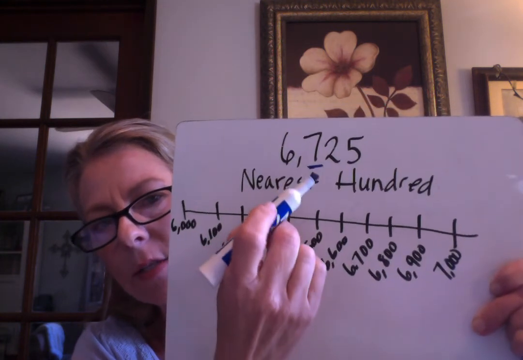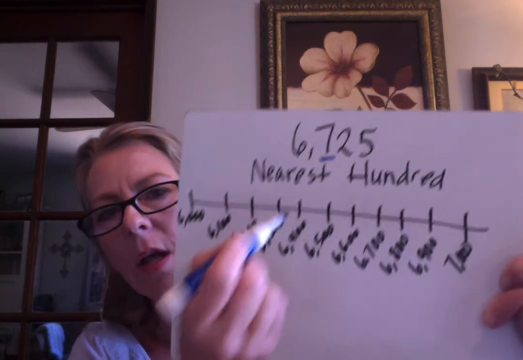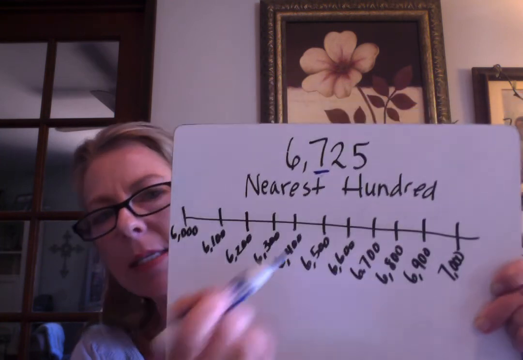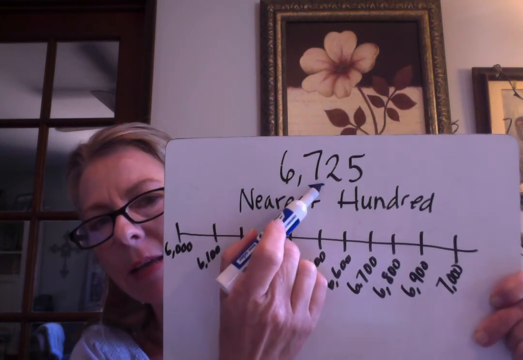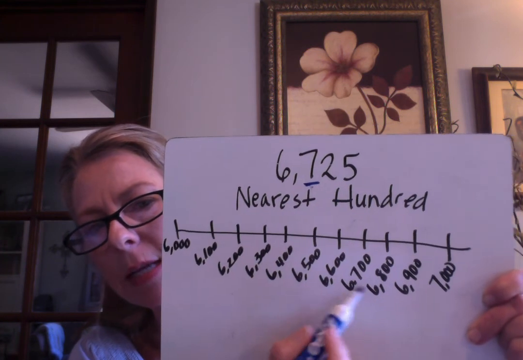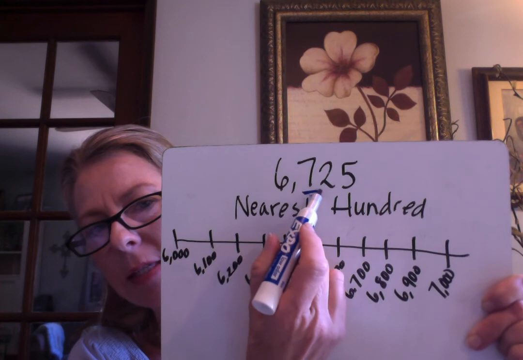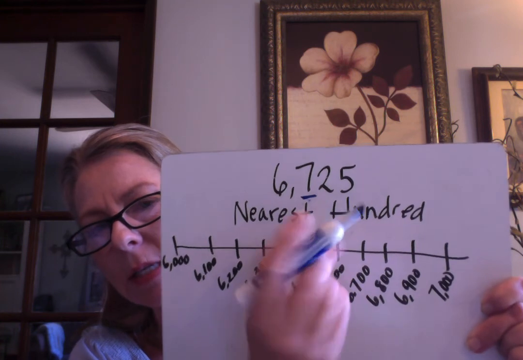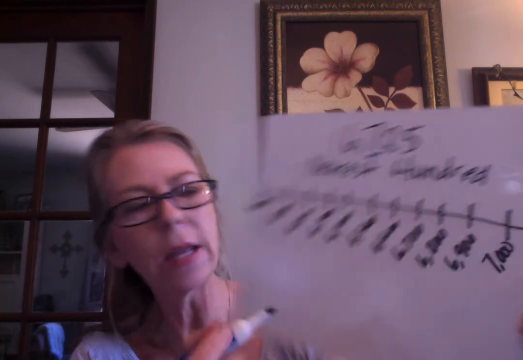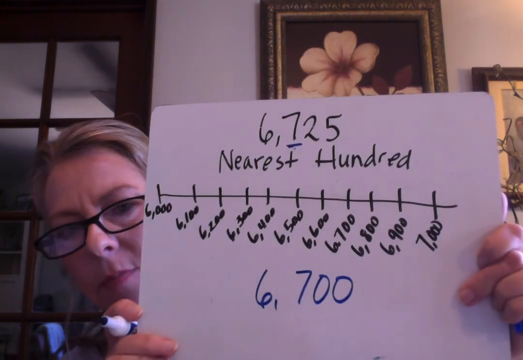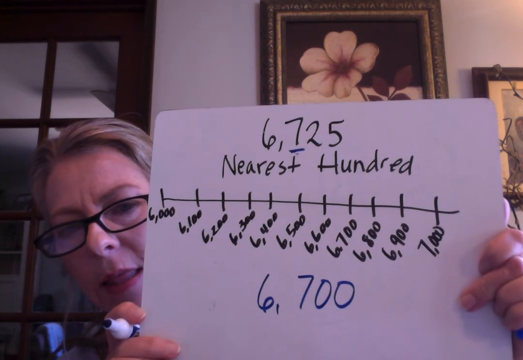So when we're asked to find the nearest 1,000, or I'm sorry, to the nearest 100, we want to decide, is this number staying at 700s or going up to the next 100, which is 6,800? And the tens place tells us what to do, tells us to stay. So the nearest 100 would be 6,700.